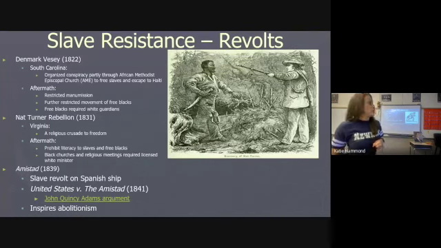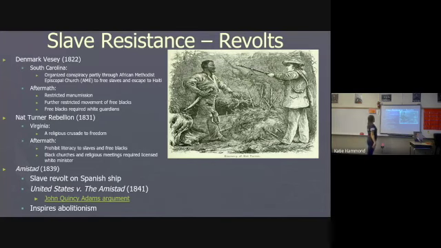If you go to the next slide, there is a famous image of Nat Turner when he is captured. Let's see this. Okay, there we go. That's a famous image depicting Nat Turner's capture.